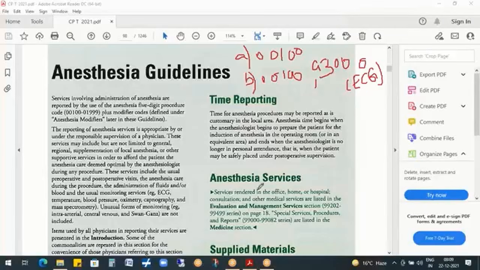So what is meant by Swan-Ganz, sir? The Swan-Ganz is a loop-like structure that will be used for anesthesia. When they are giving anesthesia, they just monitor the anesthesia patient.